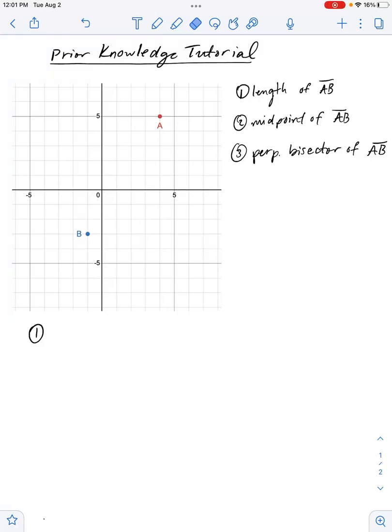This is a tutorial of the prior knowledge survey in which you were asked to find the length of AB, the midpoint of AB, and the perpendicular bisector of AB. To begin with, we need to know some things about AB.